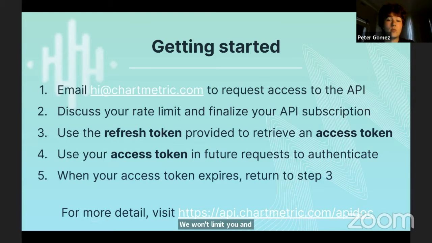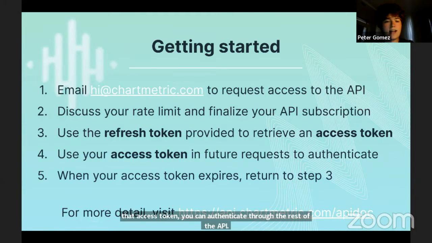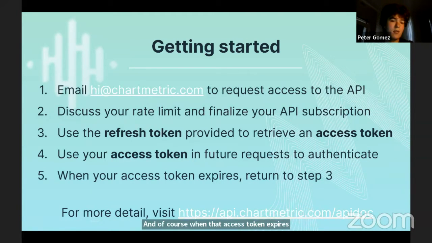And once you have a refresh token, you can request an access token that will expire after an hour. With that access token, you can authenticate through the rest of the API. And of course, when that access token expires, you return to step 3, get a new access token, rinse, repeat for as long as you want to be using the API.